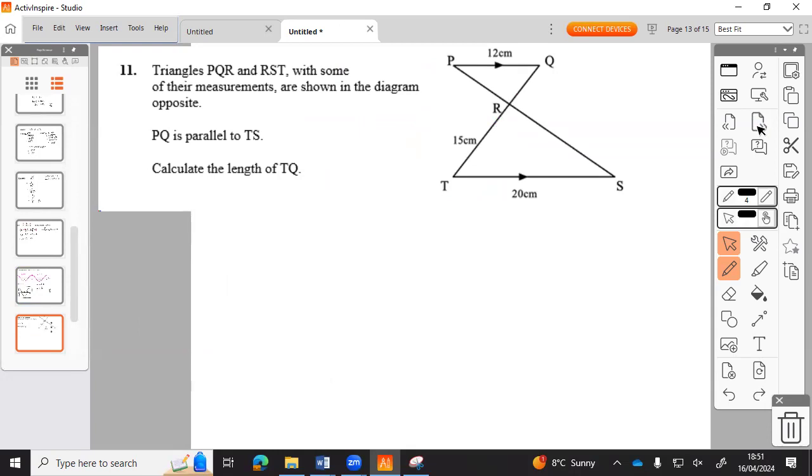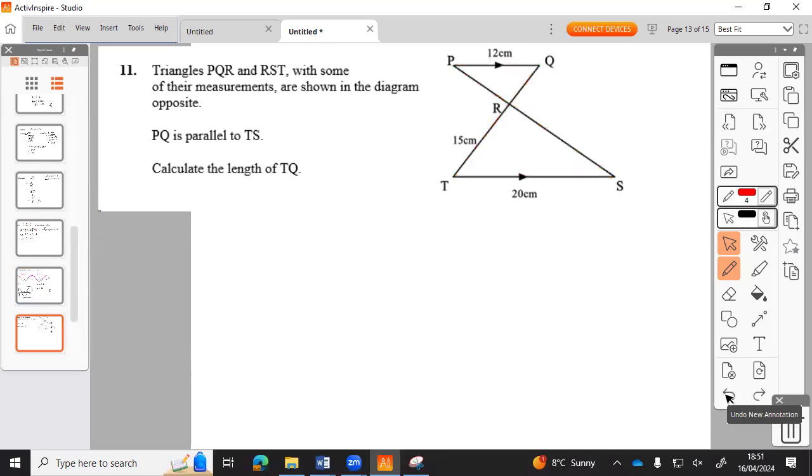What gives it away is the fact that PQ, the line at the top, is parallel with TS. That means all the angles are going to be the same when we take them all into account. That angle and that angle will be the same. That angle and that angle. That angle and that angle. But that's what it is.